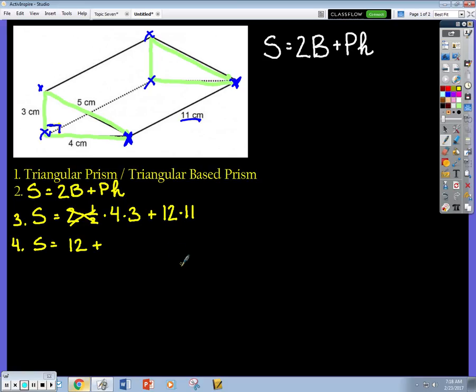Well, 12 times 10 would be 120, plus another group, because I have 11 groups of 12, another group of 12. So 120 plus 12 gives me plus 132. My surface area then would equal, my final answer would equal, surface area equals 144 square centimeters. Don't forget to label your answer.